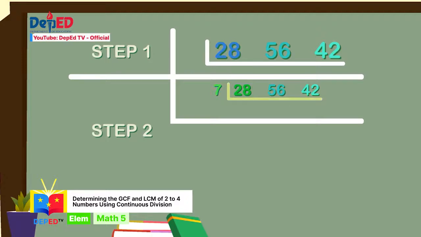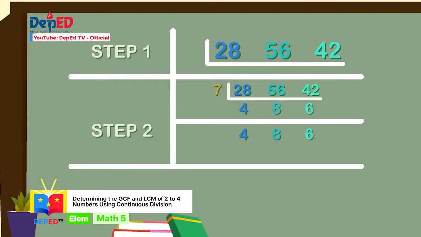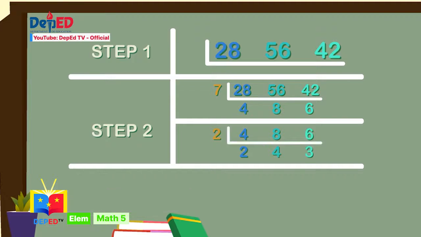28 divided by 7 is equal to 4. 56 divided by 7 is equal to 8. And 42 divided by 7 is equal to 6. 4, 8, and 6 can be divided by 2. 4 divided by 2 is equal to 2. 8 divided by 2 is equal to 4. And 6 divided by 2 is equal to 3. Since there is no common prime divisor left, let's proceed to step 3. Multiply all the common divisors. 7 times 2 is equal to 14.